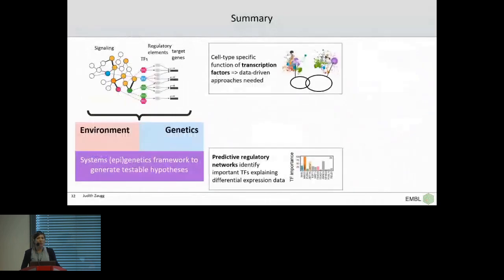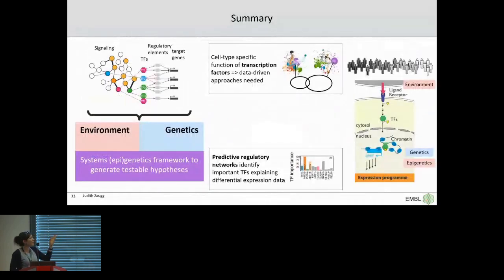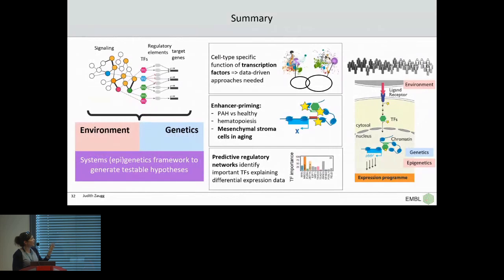Yeah, so essentially what I wanted to bring across here is that we have a framework for integrating the genetic and the environmental factors, and I've shown you a couple of examples of how we can do that. And these are the acknowledgements.